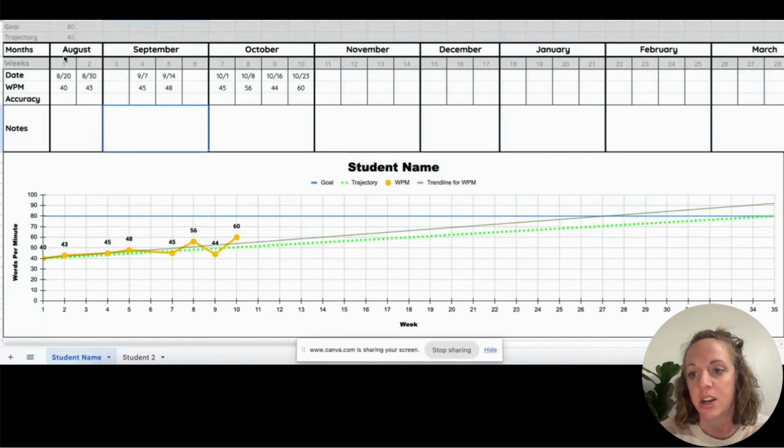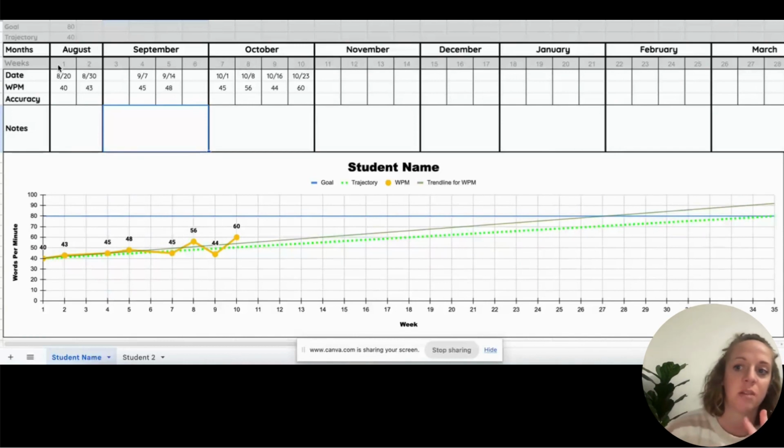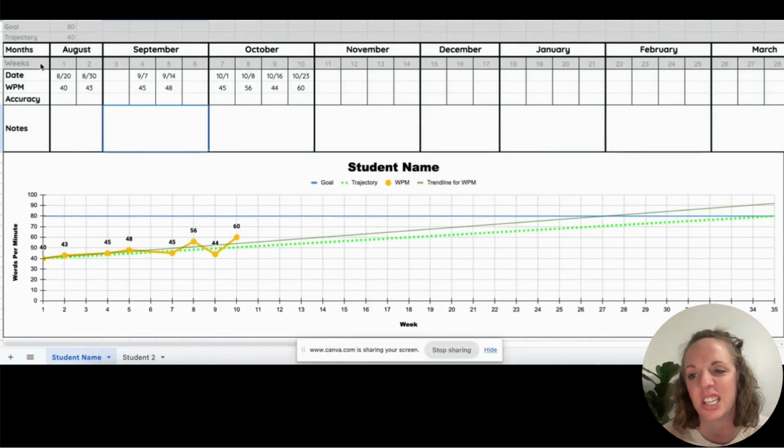So up here, I have to put in weeks just because Google Sheets can get a little bit finicky, and it's just easier for me to put the weeks in and put the date in as well. It's just easier for the graph. That's the only reason why I do it. So if I'm like, oh, on week 8 they read 56, what date was that? I can just come up here and go to week 8 and I can see the date right there.